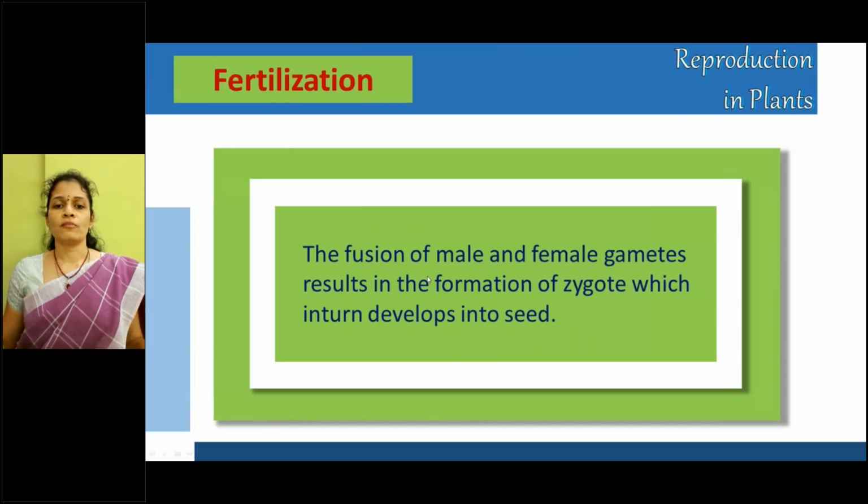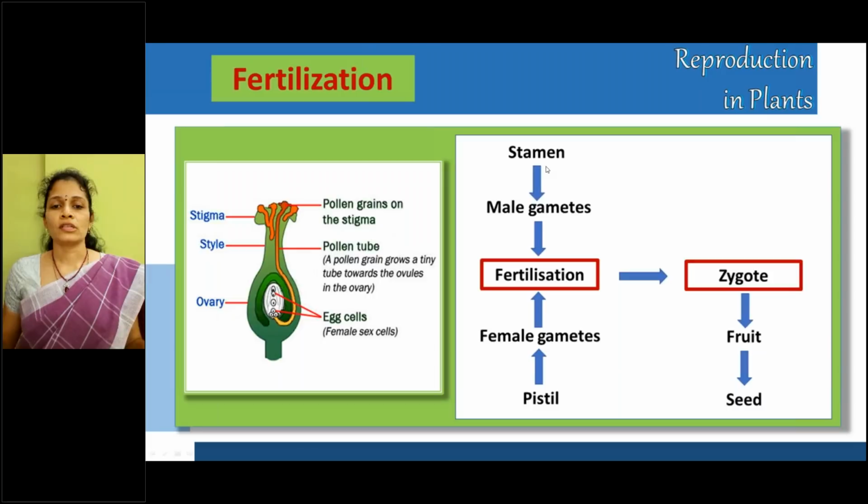The fusion of male and female gametes results in the formation of a zygote, which in turn develops into a seed. What happens after fertilization, children? The fusion of male and female gametes results in the formation of a zygote, which in turn develops into a seed. Now let us understand this fertilization process in detail with the help of a diagram.